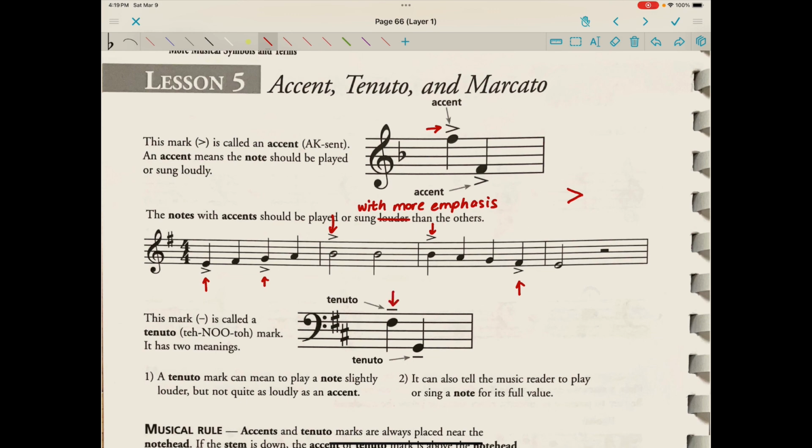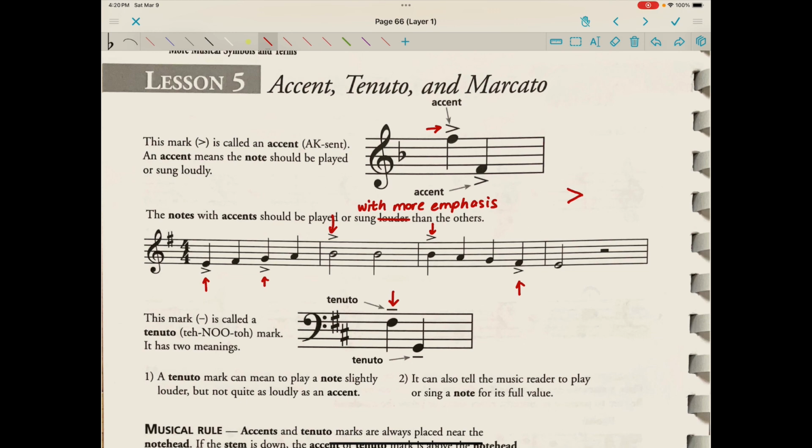This mark is called a tenuto mark. It has two meanings. A tenuto mark can mean to play a note slightly louder, but not quite as loudly as an accent. I'm going to, again, amend that, not louder, because that's a dynamic, but this should actually read, a tenuto mark can mean to play a note with slightly more emphasis, but not quite as much emphasis or attack as an accent. It can also tell the music reader to play or sing a note for its full value. And what this means is that we want to almost think of the note as being a little bit swollen or bloated or fat.